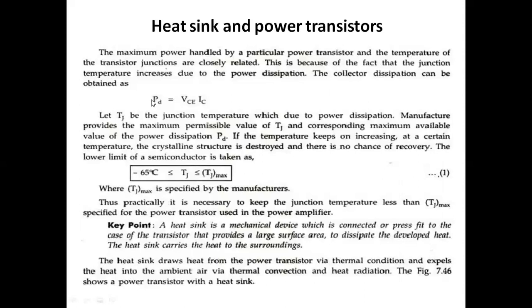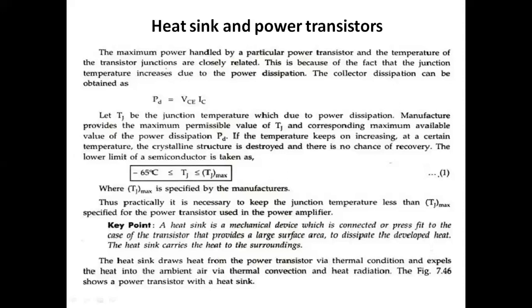So first, what is a heat sink? A heat sink is a mechanical device which is connected to the transistor that provides a large surface area to dissipate the developed heat. So why are we using a heat sink? A heat sink carries the extra heat which is generated in the transistor to the surroundings. If the temperature increases in that particular transistor, then automatically it will be destroyed, and there is no chance of recovery. Okay, so that's why we are making a path for the heat to the surroundings by the use of a heat sink.